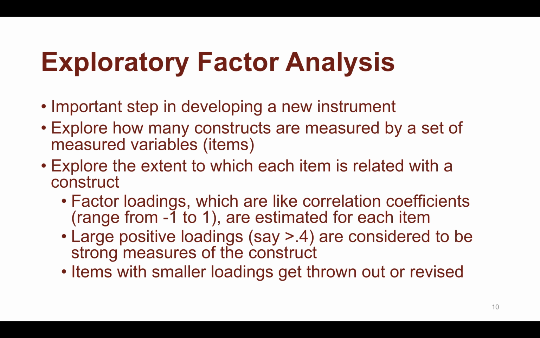Factor loadings are like a measure of correlation. They range from -1 to 1, and they help us understand the strength of how well each question is measuring a construct. If those factor loadings are large and positive, say greater than 0.4, then we consider them to be pretty strong measures of the construct. At that point, items with smaller loadings would get thrown out or else revised, and then you try again.